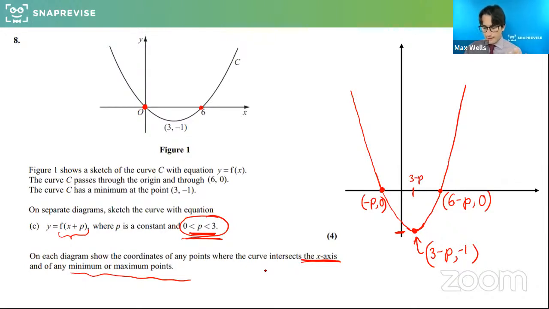But it is worth doing that sense checking thing of, is that turning point going to go past the y-axis, or is it still going to stay in that fourth quadrant? So that was probably a 4-mark question.